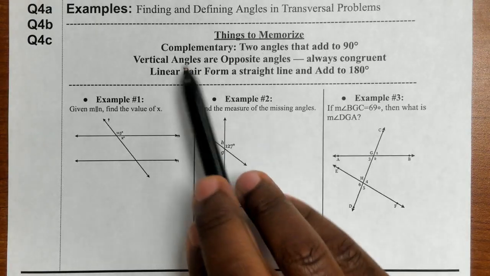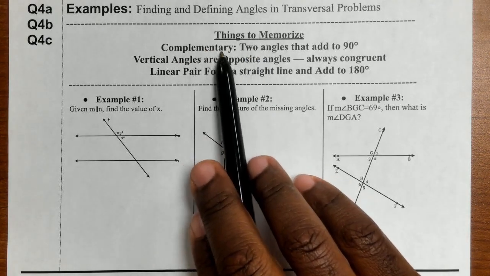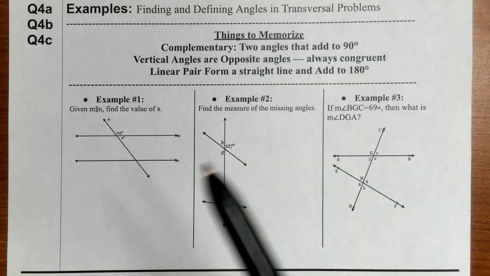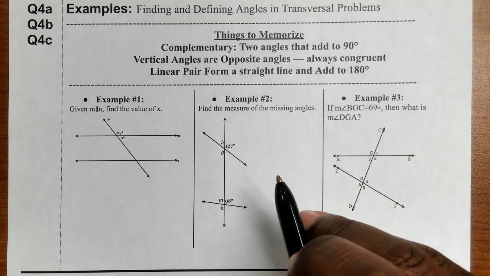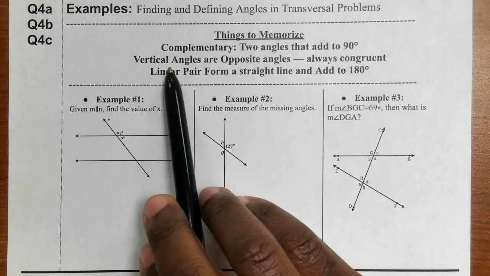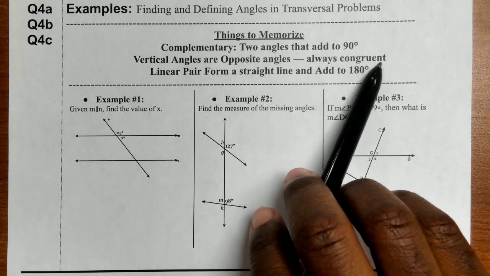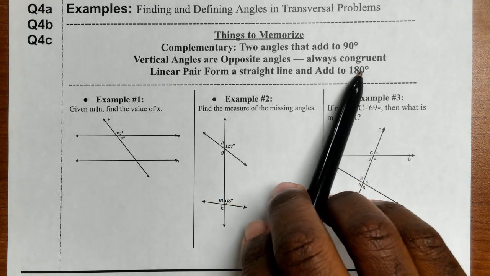You need to know complementary angles, which means that two angles add up to 90 degrees. You also need to know supplementary angles, which means that two angles add up to 180, similar to a linear pair. Vertical angles are opposite angles, angles that are facing one another. They are always congruent. Linear pairs form a straight line that adds up to 180 degrees.